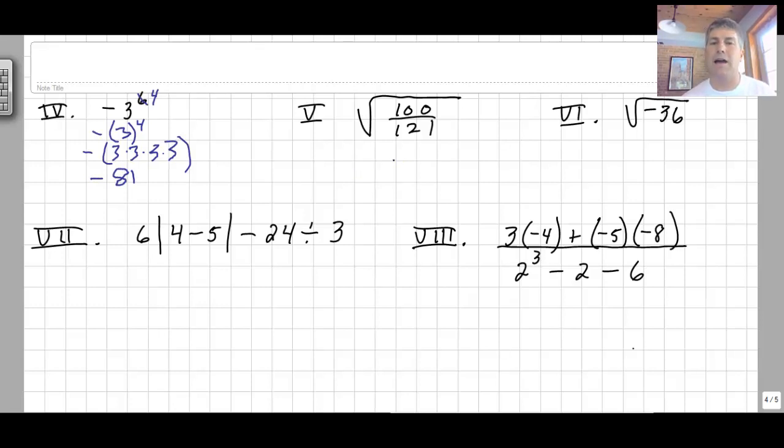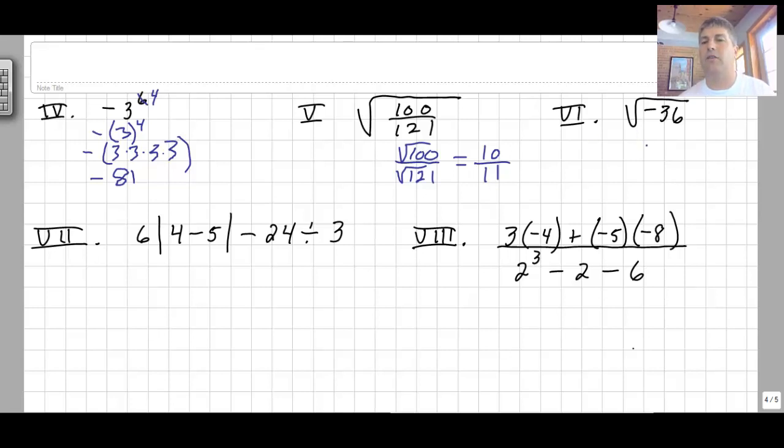Sample problem number 5, the square root of 100 divided by 121. Hopefully we recognize that those are both perfect squares. So that's the equivalent. We can take the square root of the numerator and the square root of the denominator. As such, the square root of 100 is 10. The square root of 121 is 11. So 10 over 11.